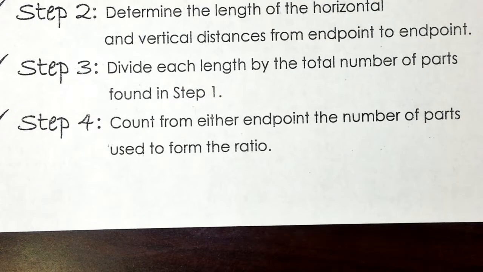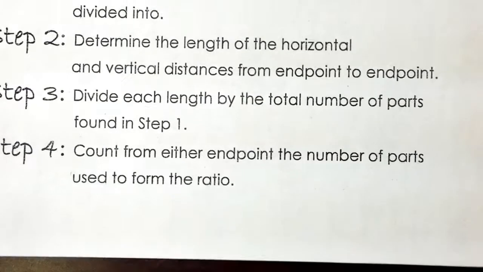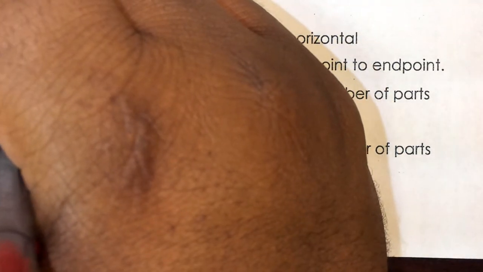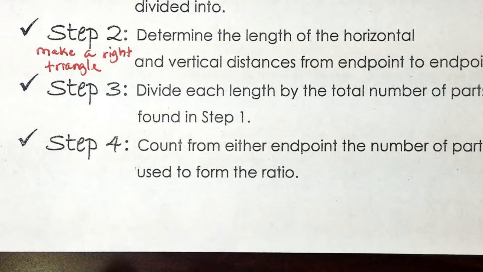Step 2, determine the length of the horizontal and vertical distance from endpoint to endpoint. Step 2 should sound familiar to y'all. That's when, in other cases that we've done on a graph, we make our right triangle. So you can even put that under step 2, make a right triangle. This is when we're going to do it.